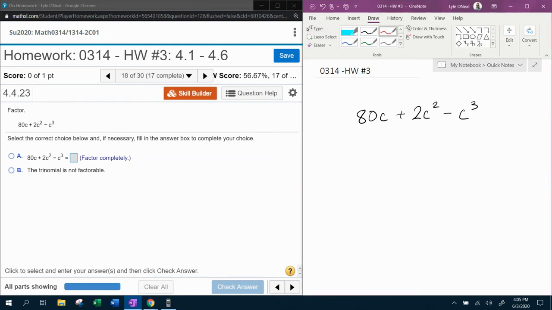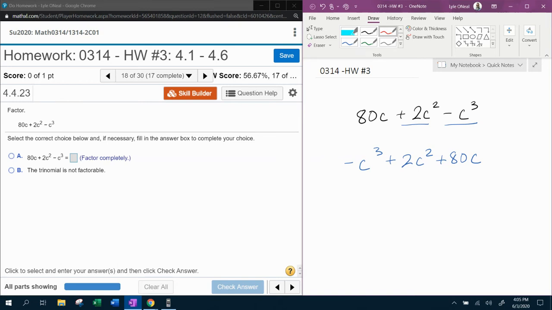So the first thing I consider when I'm looking for how a polynomial is going to factor is, is it in descending order, first of all. And so I notice that the biggest exponent is not first. The lead term needs to be actually in the lead. So the first step is to rewrite this expression in descending order, starting with the biggest power first, that is negative c to the third. Next biggest power, positive 2c squared. And then last we have positive 80c. So now that is in descending order.